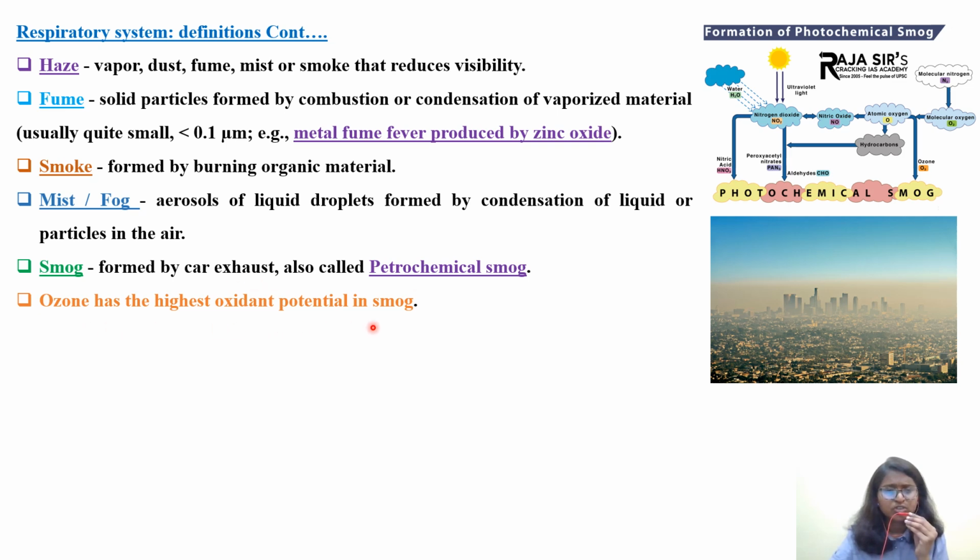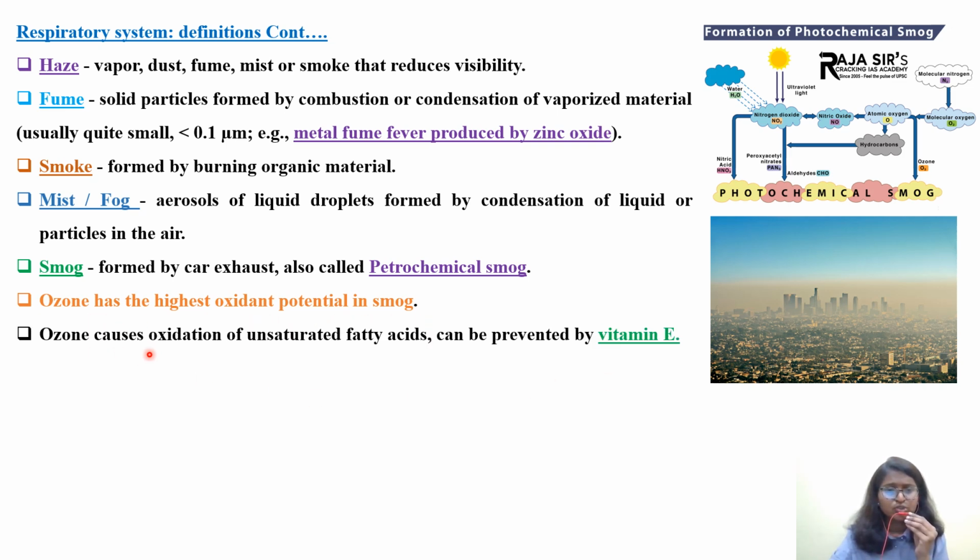Ozone has the highest oxidant potential in smog. Smog contains various constituents: ozone, oxygen radicals, and PAN, peroxyacetyl nitrate. In the next slide we will see the composition of smog, but the important thing to remember here is that ozone has the highest oxidant potential in smog.